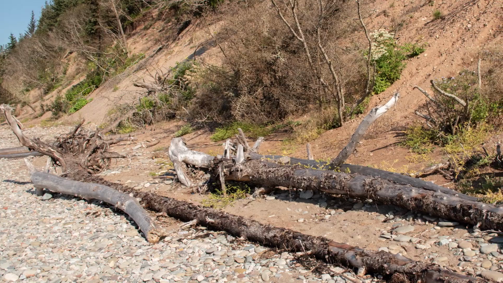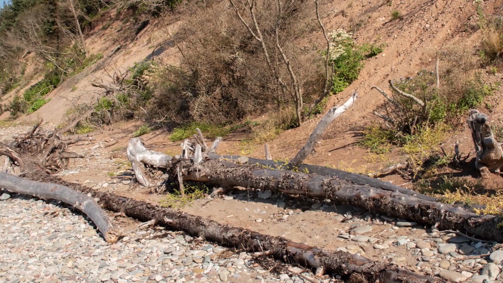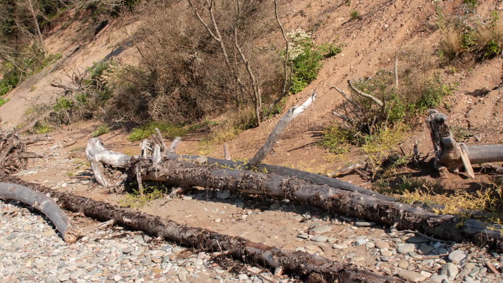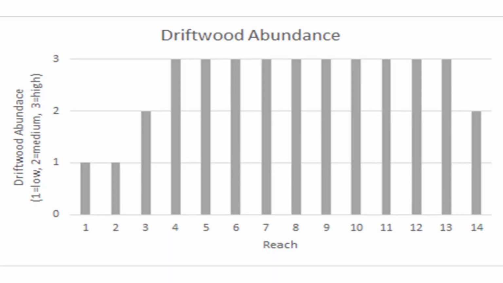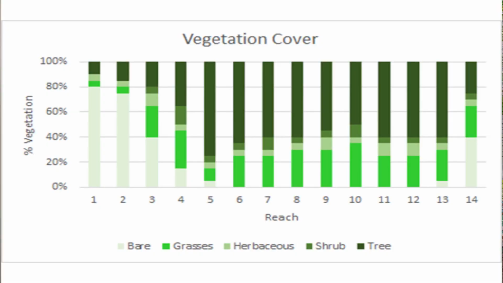So when we were looking at driftwood, we looked at both the coastal environment at the foot of the bank as well as the terrestrial environment higher up on the slope. So at reaches 1 to 3, there were a lot of bare spots, there was a lot of erosion. We saw some trees coming down. There wasn't much vegetation. And then at around reach 4, it was kind of a transition zone. We started to see more driftwood. There was also some more vegetation.